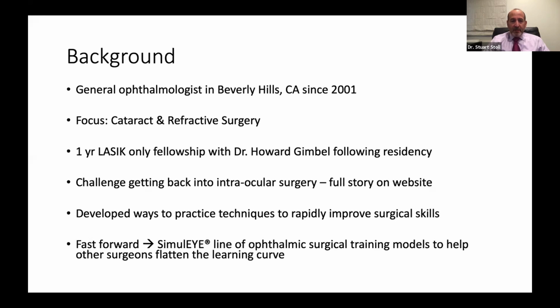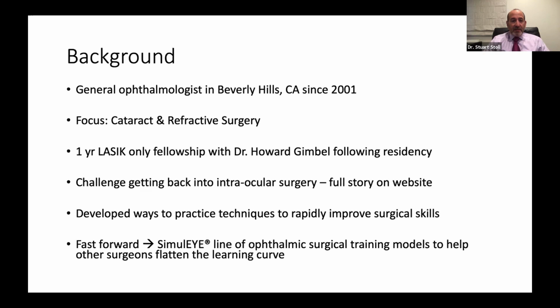It was an amazing experience. I learned a lot about LASIK at that time, but I did not get to do any cataract surgery or any intraocular surgery because I was a US citizen, and being in Canada, they would not allow me to do any cataracts. So I got to watch Dr. Gimbel and learn from him, but I couldn't perform surgery. And so my skills as a cataract surgeon were only at resident level. And then imagine taking a year off. And then I went back into practice.